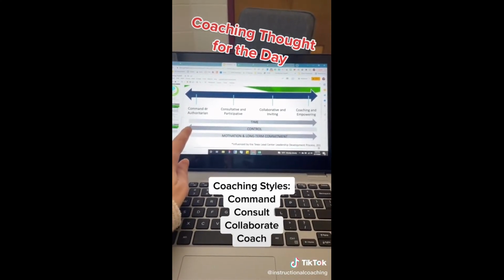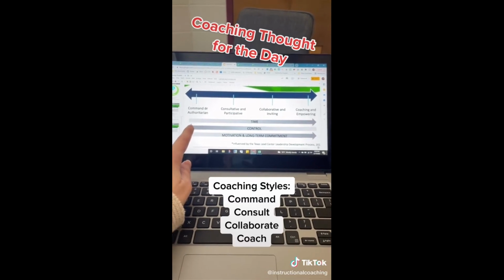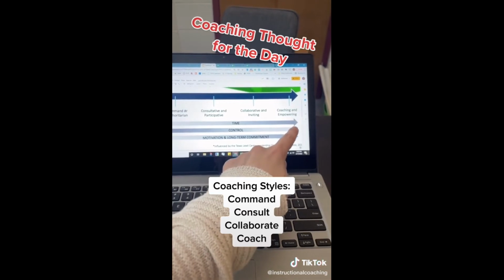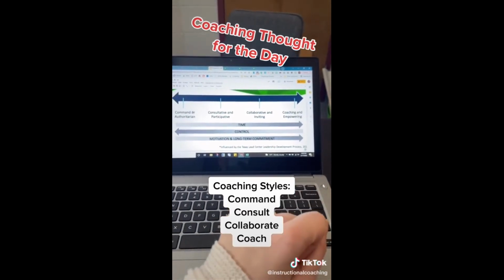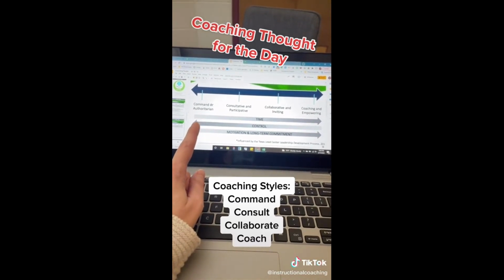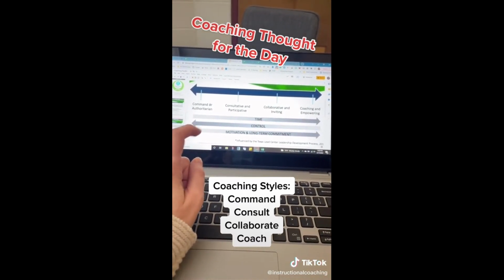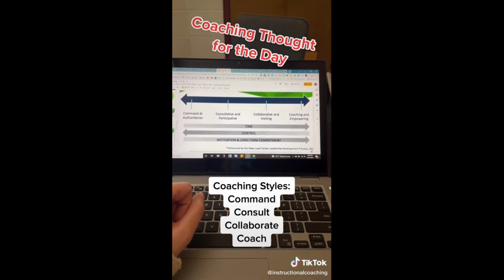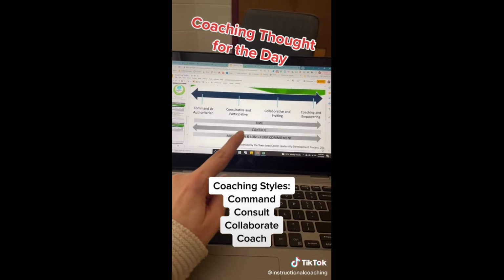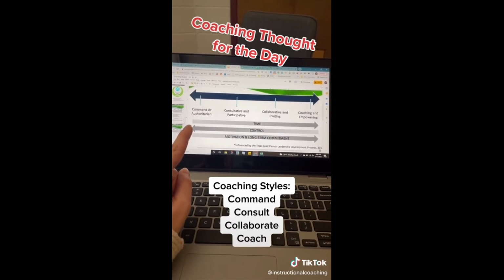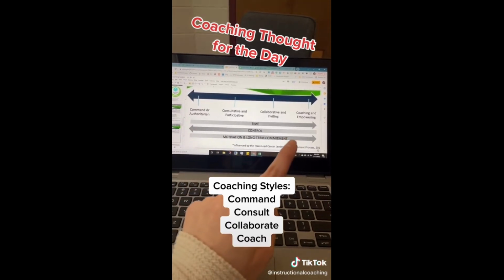Some things about this are interesting. Notice the arrows below. As you move to the right of the spectrum, this takes more time. It does not take very much time to be a commanding coach with someone. You just get in and tell them what to do. But to help them think through is going to take more time and be very different. Control: as we go to the far left, you have more control on the left side of the spectrum than you do on the right side.